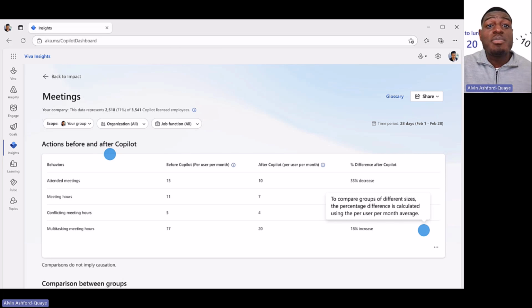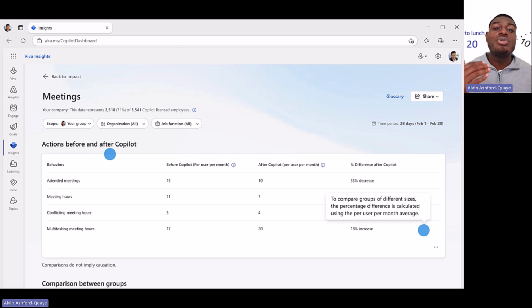So before these people received the Copilot license, you can see what their behaviors were like around meetings. You can see attended meetings, meeting hours, for example, and also conflicted meetings. It's giving you those examples, but it's then saying, once you've turned on the Copilot license, this is how those behaviors are changing or not. And we've got here the differential between them. So the ability to understand how working behaviors are shifting in the context of Copilot is quite an interesting piece that Viva Insights can really help to do.